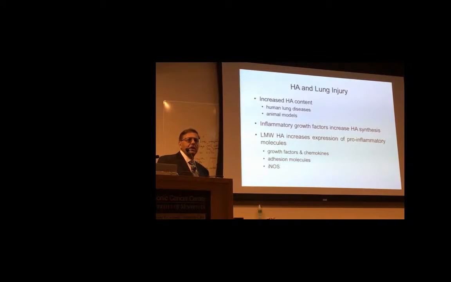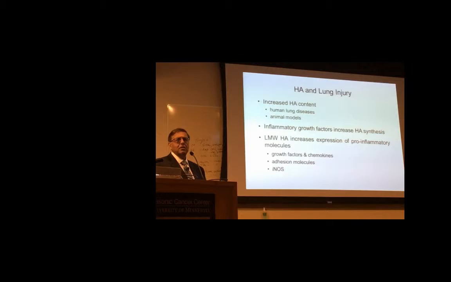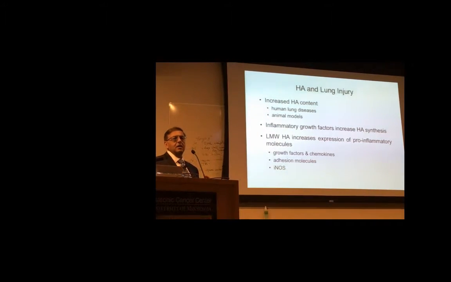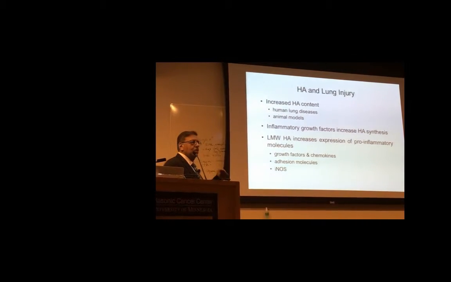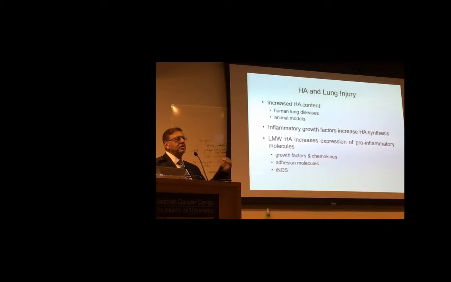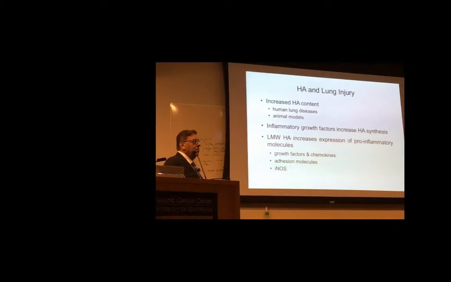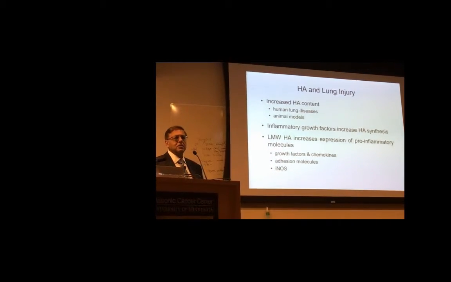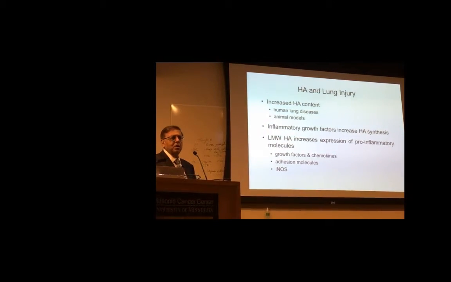And as I'll show you a little bit in the animal models, multiple animal models have also shown increases in HA with lung injury. And herein lies a conundrum for HA and lung injury, because inflammatory growth factors such as TGF-beta increase HA synthesis. And yet, low molecular weight HA, when you put that on macrophages or other cells, now you can induce the production of cytokines, growth factors, including iNOS. So what comes first? Is HA the chicken or the egg?